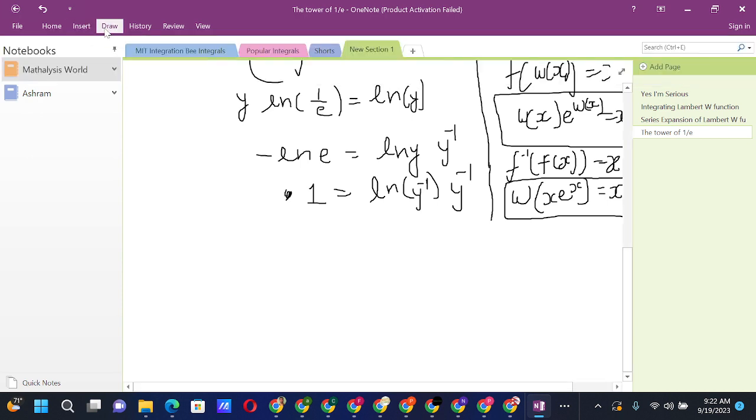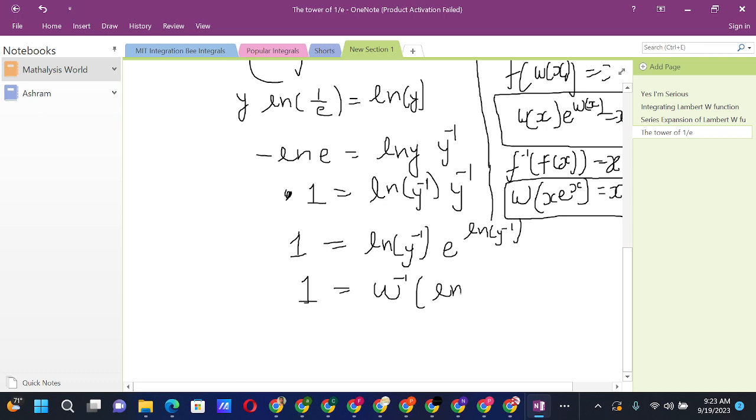Now we will try to take this in the form of the Lambert function. So for that, what we can do is we have ln of y inverse times e to the power ln of y inverse. We can do this since they just cancel out. Now we know that z times e to the power z is just Lambert inverse of z. So this is just Lambert inverse of ln of y inverse. Now I can take Lambert to the other side. So ln of 1 equals ln of y inverse.